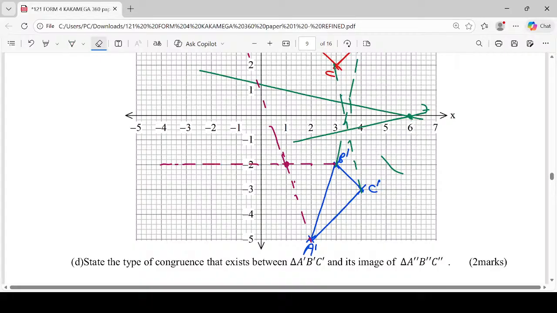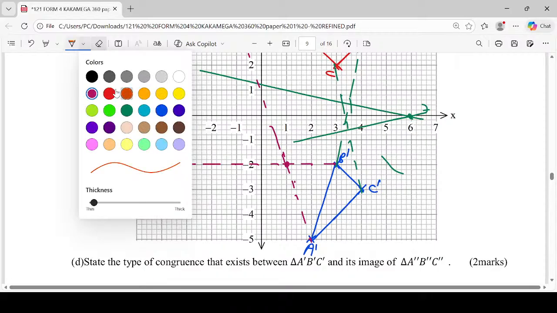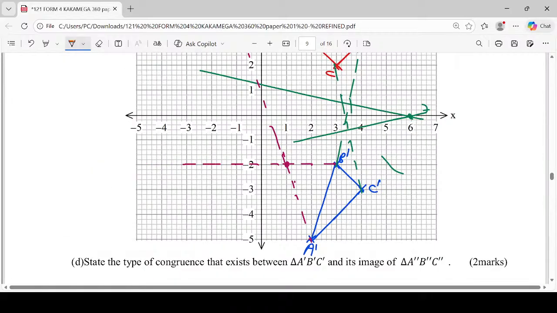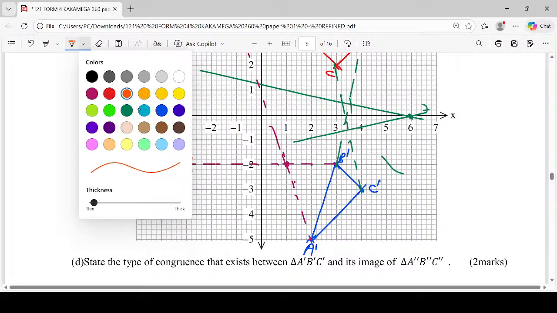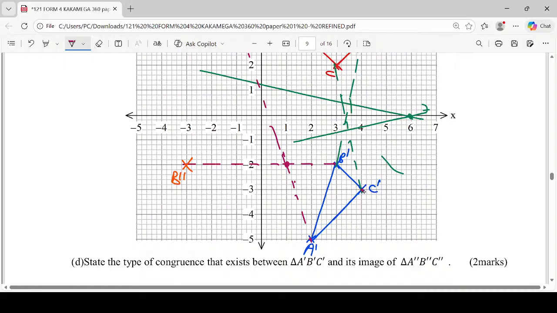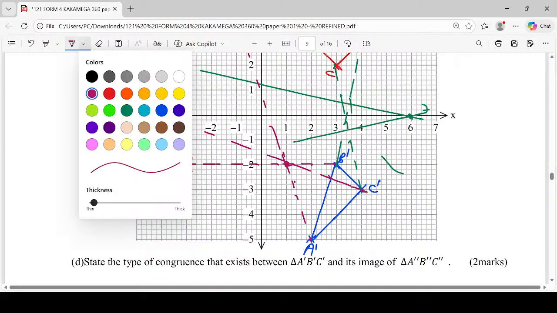So with this, with the B triple prime, it's here, the B double prime. I now need to get the C double prime. My C double prime can be obtained this way. Let me join from C prime through the center of enlargement to the opposite side, that way. So this point here is our C double prime.